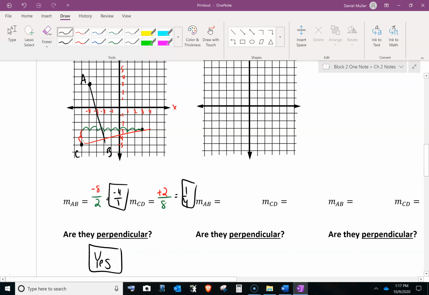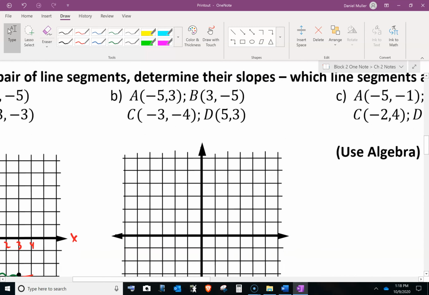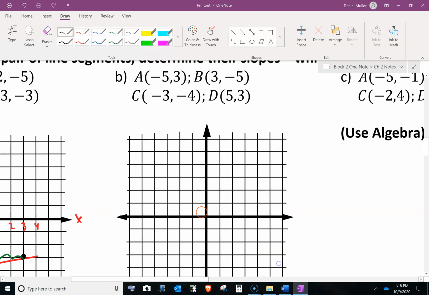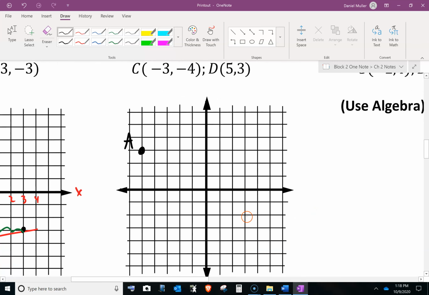So let's continue here, taking a look at B here, A, B, and C, D. So A is going to be -5. So 1, 2, 3, 4, -5 and 3. So you should get pretty familiar with where to plot these things. B is +3 in the x and down 5. +3 in the x and 1, 2, 3, 4. Oh, great. +3 and 1, 2, 3, 4, 5. So that's B. So there's our line AB.